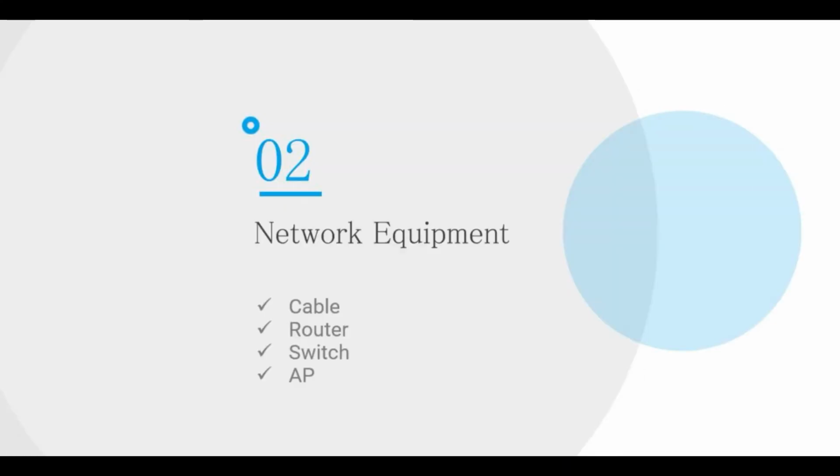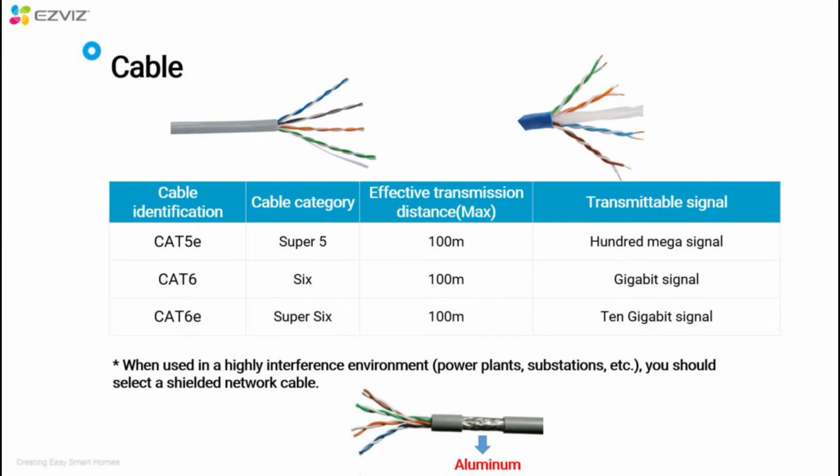Now let's move to the second part, network equipment. We mainly introduce the EZVIZ product. First, let's have a look at the network cable. We mainly list three kinds of identification of the network cable: the C85E, C86, and C86E. For all these kinds of cable, the effective transmission distance is 100 meters.